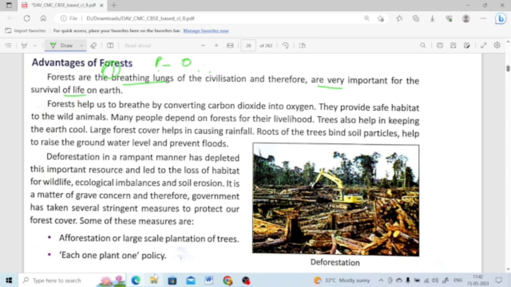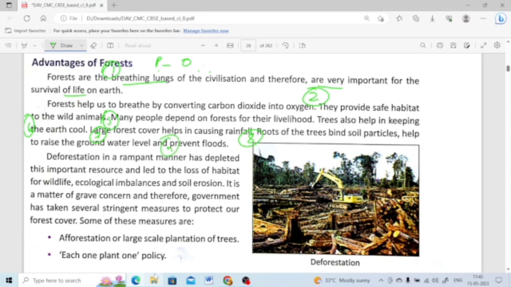They provide a safe habitat to wild animals. Many people depend on forests for their livelihood. Many tribal communities even now are directly dependent on the forest for their bread and butter, like different tribes collecting forest items, wood, timber, honey, and different herbs for earning their living. Trees also help in keeping the earth cool. Sixth point, large forest cover helps in causing rainfall. It also binds the soil particles, helps the groundwater level to rise, and prevents flood.